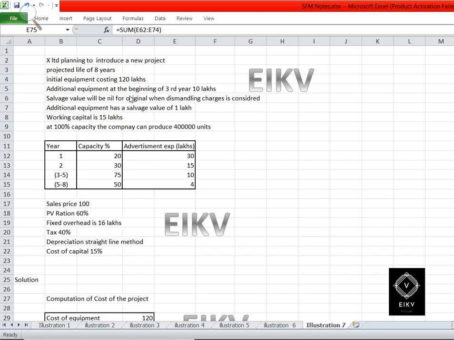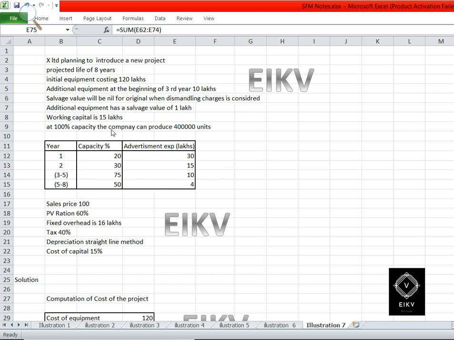And then the other details are: the salvage value of the machinery originally installed at the beginning of the project is nil, as the dismantling charge covers the entire salvage value. The additional equipment installed at the beginning of the third year is supposed to have a salvage value of rupees 1 lakh. Working capital is 15 lakhs.